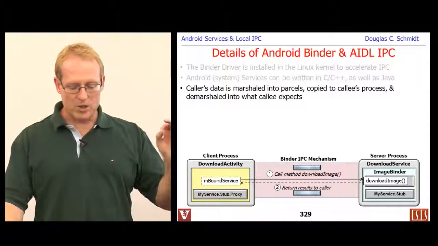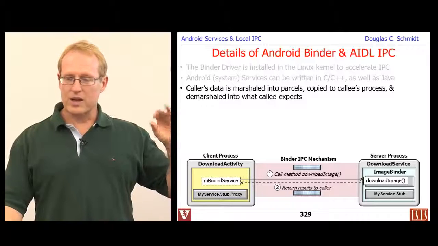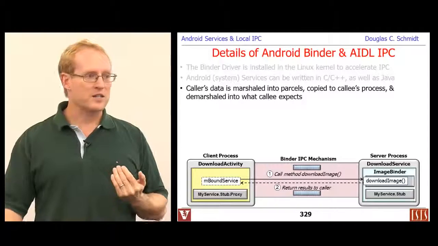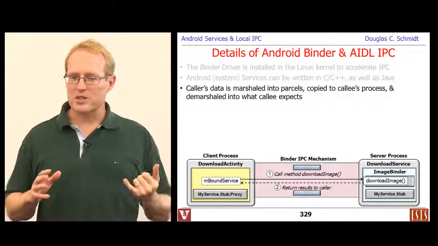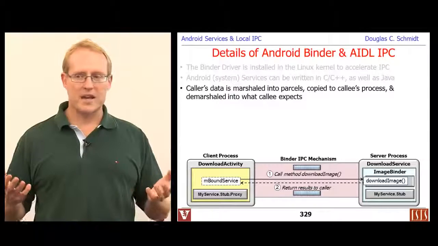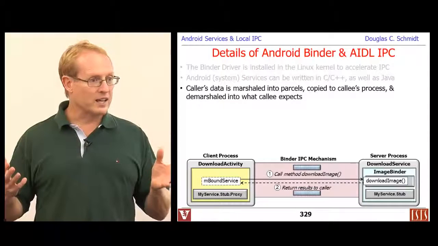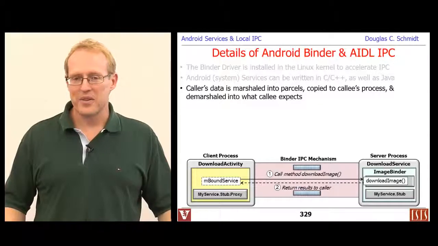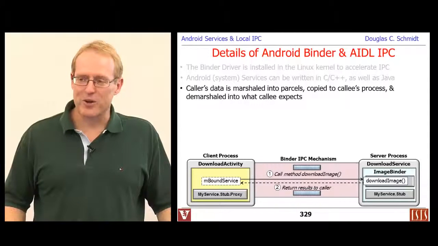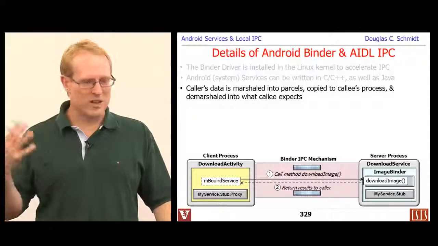The caller's data is marshaled into parcels. These are copied to the callee's process and then demarshaled into what the callee expects. This marshalling and demarshalling is what's done by the generated proxy and stub code that comes out of the AIDL compiler. We'll look at that code next time. I'll actually show you what it looks like. You'll very quickly see why it's great that somebody is generating that code for you, because it's really, really low level and tedious and ugly.